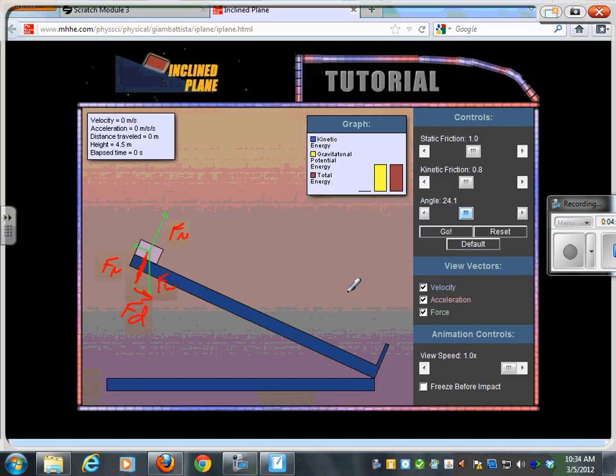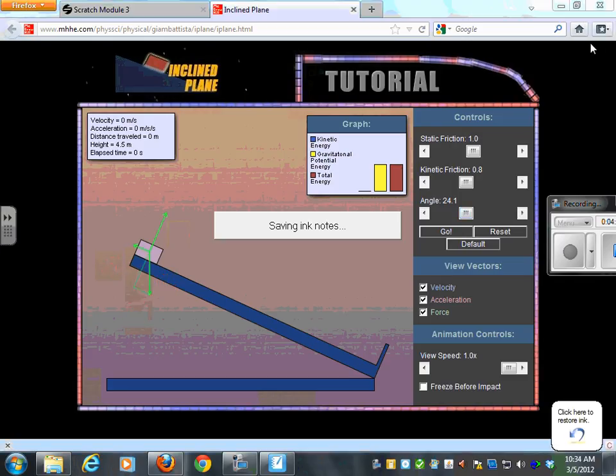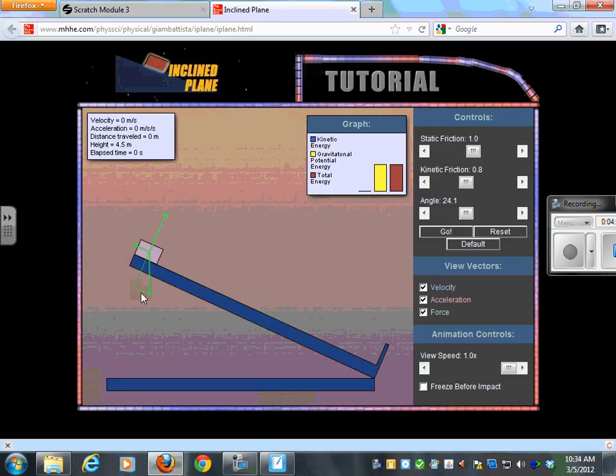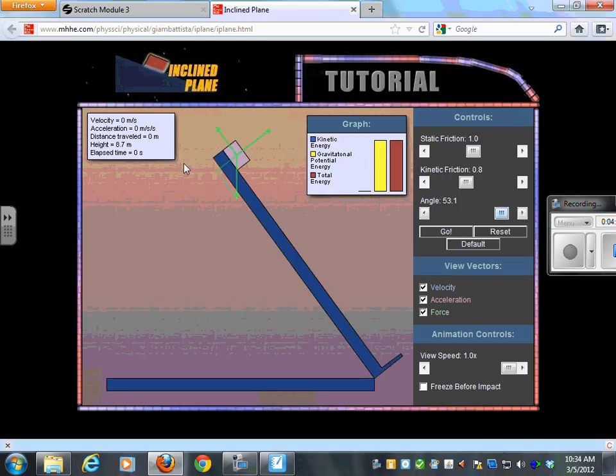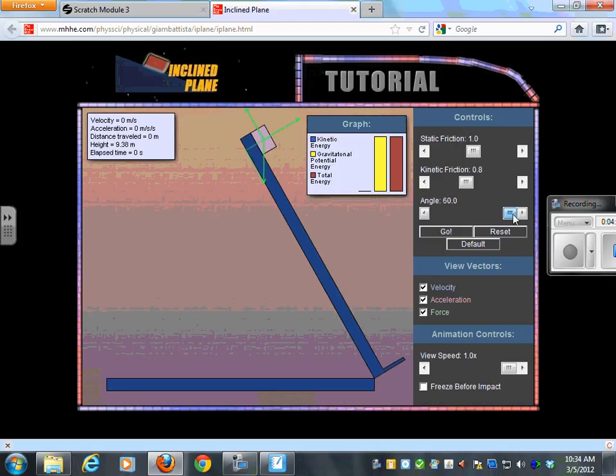And obviously, the bigger the angle, the greater that little FD becomes. Watch as I increase the angle. See how much bigger it gets? Now, does it make sense to you that the steeper the angle, the less the friction? Because we're more and more closer to a free fall kind of thing, right?